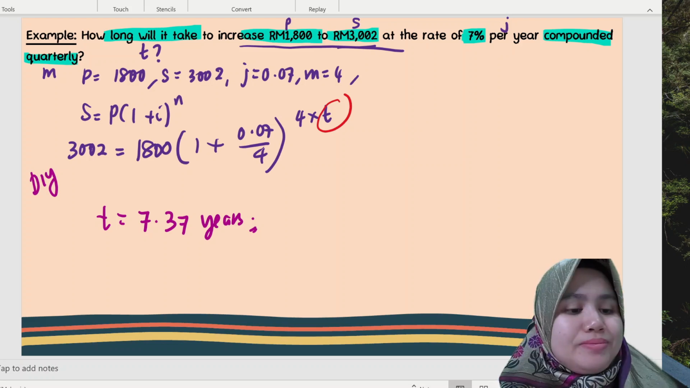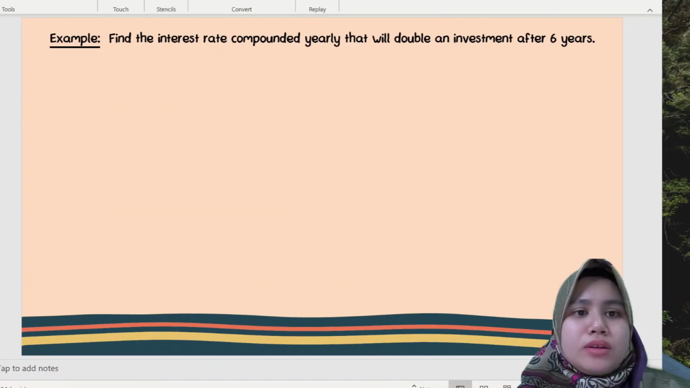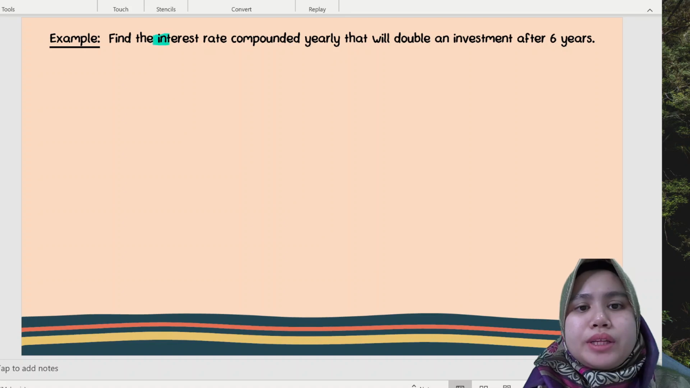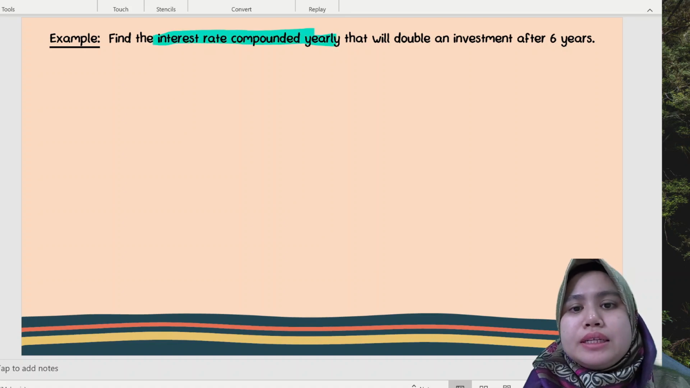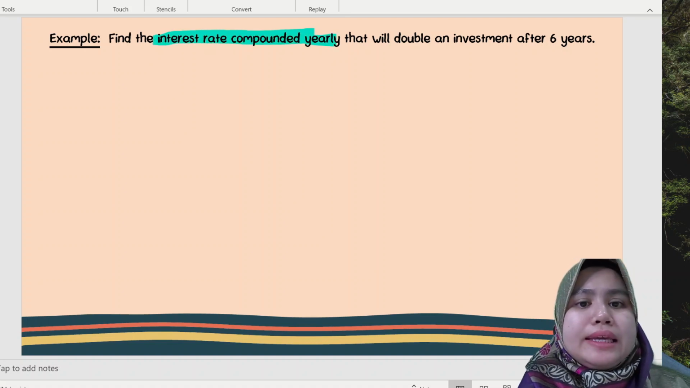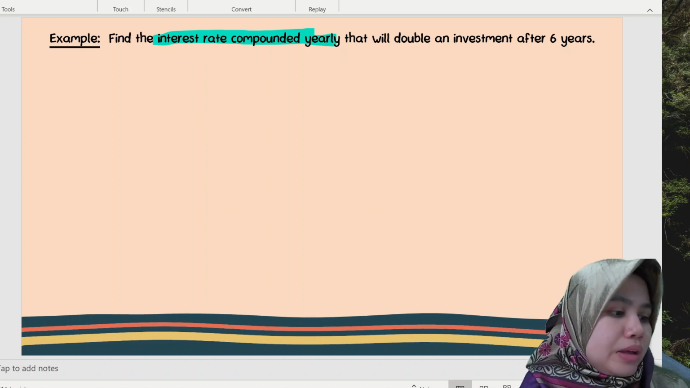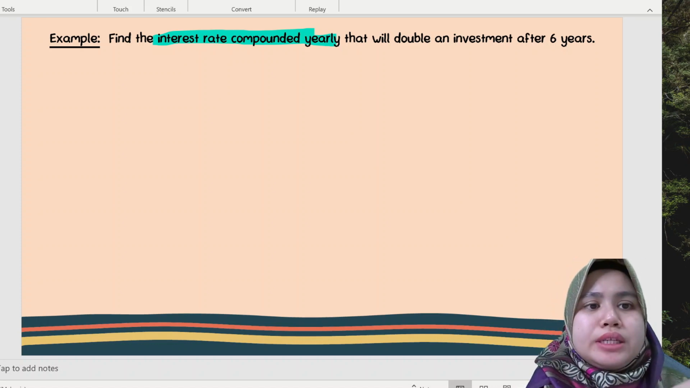Okay guys, so we want to find the interest rate compounded yearly. Okay, interest rate compounded. The word here is, what is it?